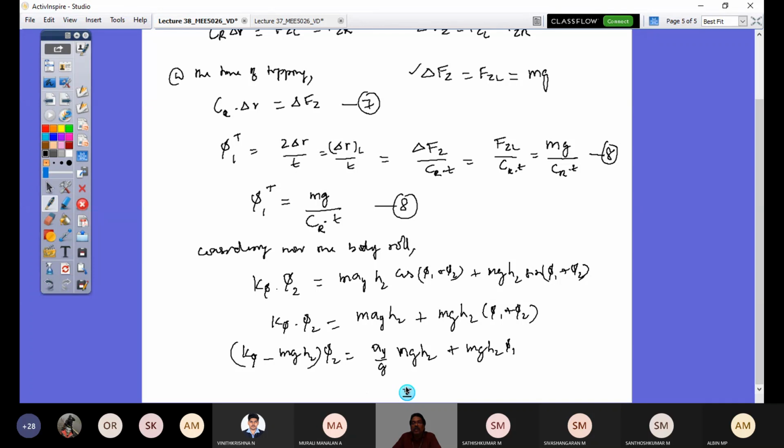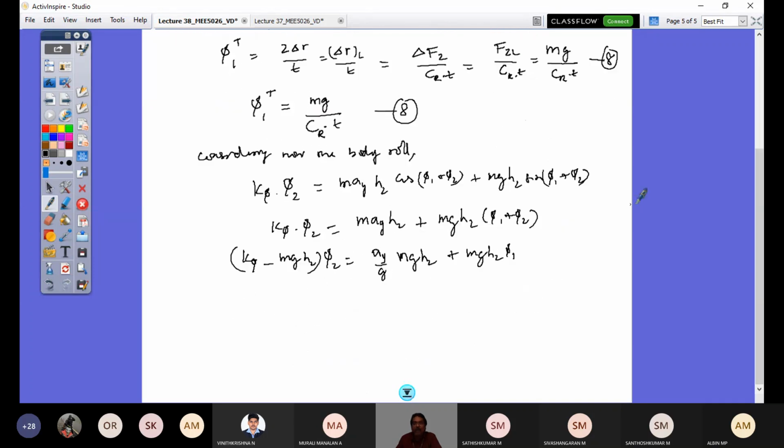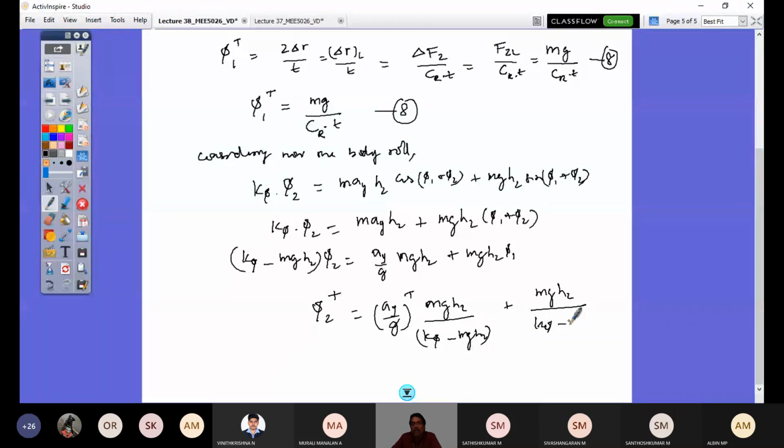So further this can be reduced to give the expression for phi2. So the phi2 threshold value would be the ay by g threshold value into mg h2 by K phi minus mg h2, plus mg h2 by K phi minus mg h2 into phi 1t.